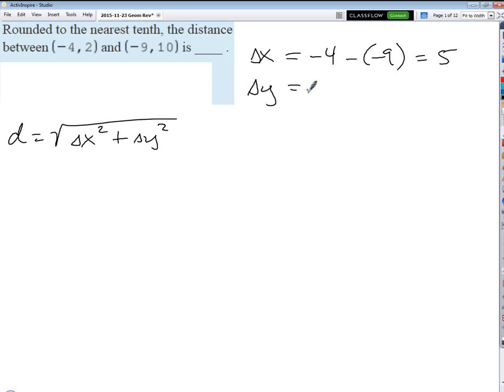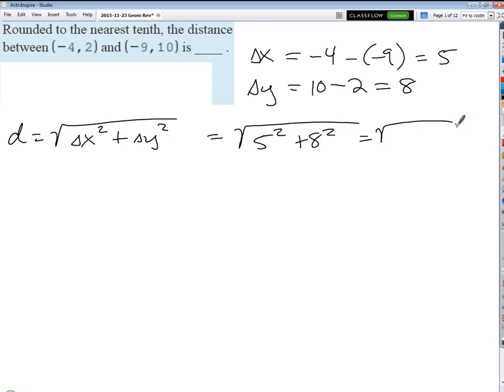What about delta y? What are we going to get for delta y? What do you think? 10 minus 2. Good. Bigger minus the smaller. So 10 minus 2 equals 8. And so then our distance formula just gives us the square root of 5 squared plus 8 squared, which is what? 25 plus 64. So the square root of 89.